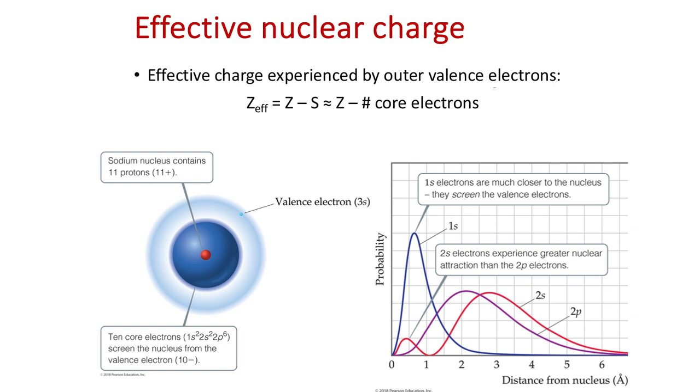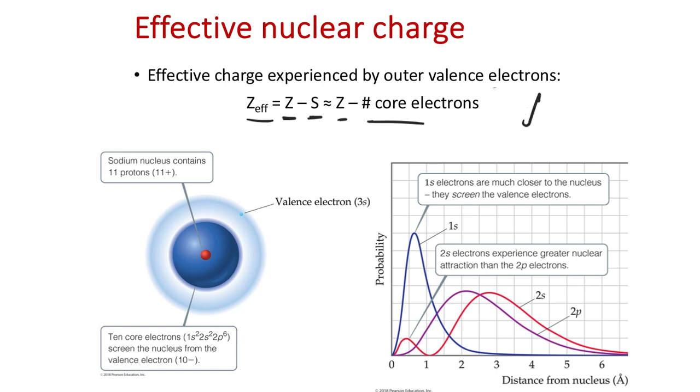So let's look at this slide: effective nuclear charge. Effective charge is the charge experienced by the valence electrons for an atom, or by the shell of electrons that we're considering within an atom. We can approximate that by taking Z minus the screening factor from the other electrons that are smaller than the electrons we're considering. So we can take Z minus the core electrons as one approximation method for giving us the effective nuclear charge.